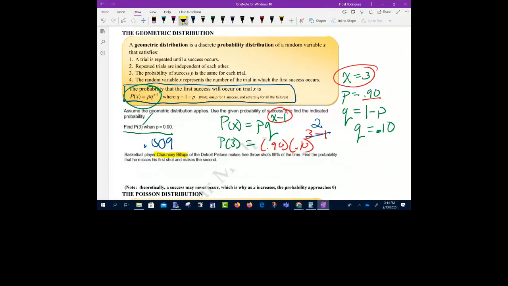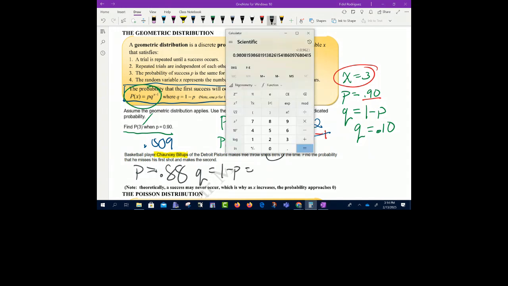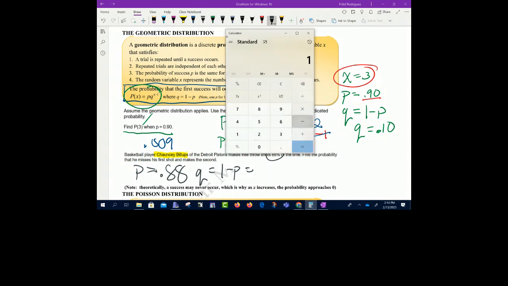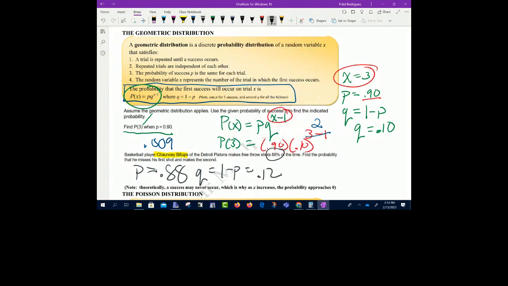Let's find a couple of things here. Let's find our value of P. P is the probability that he's going to make the free throw. 88% as a decimal would be 0.88. Now, let's find our value of Q. Remember, Q is always 1 minus P, so 1 minus 0.88 is 0.12. If he makes his free throw shot 88% of the time, that means he misses it 12% of the time.